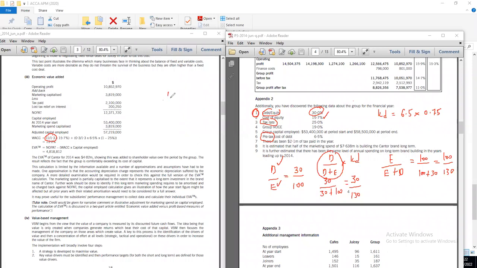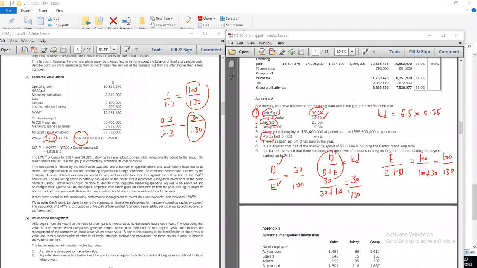1 over 1.3, which is your 100 over your 130. Here again, 0.3 over 1.3, which is 30 over 130. So this is a proportion of debt. That's a proportion of equity. So this is where these figures are coming from.